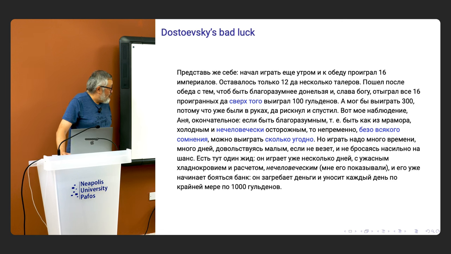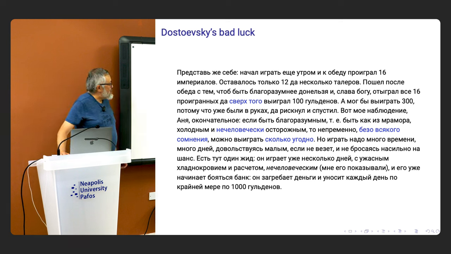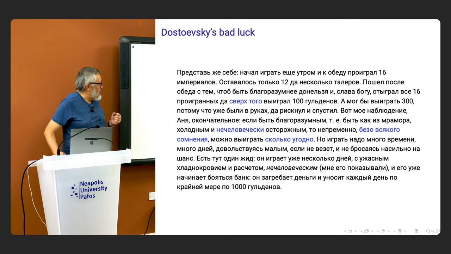Probably now people realize, even if they are gamblers, that it's just a kind of sport. But even 150 years ago, the great Russian writer Dostoevsky was playing in a casino in Baden-Baden. I didn't dare to translate the Russian quote of the great writer. But what he says is that he started playing and won a lot, a rather big amount. 100 guldens was something significant for him. And he was in debt, so he really wanted to win.